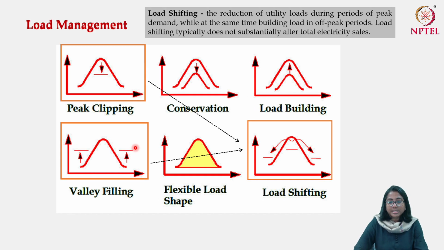A more plausible option is actually a combination of peak clipping and valley filling. This is the reduction of utility loads during the periods of peak demand while at the same time building the load during the off-peak periods. So load shifting typically does not substantially alter the total electricity sales. What you have observed is that the total electricity use and sale remain more or less unchanged in the case of the red load curve and the blue load curve. However, the shape was very different. So if you combine peak clipping and valley filling, and this is one of the most important strategies under load management, what you get is called load shifting. So basically you are shifting your peak hour load to off-peak hours.